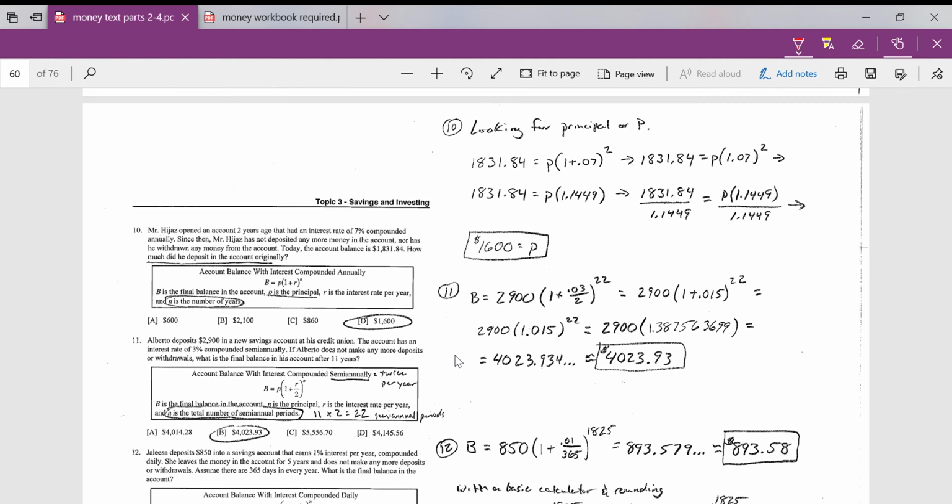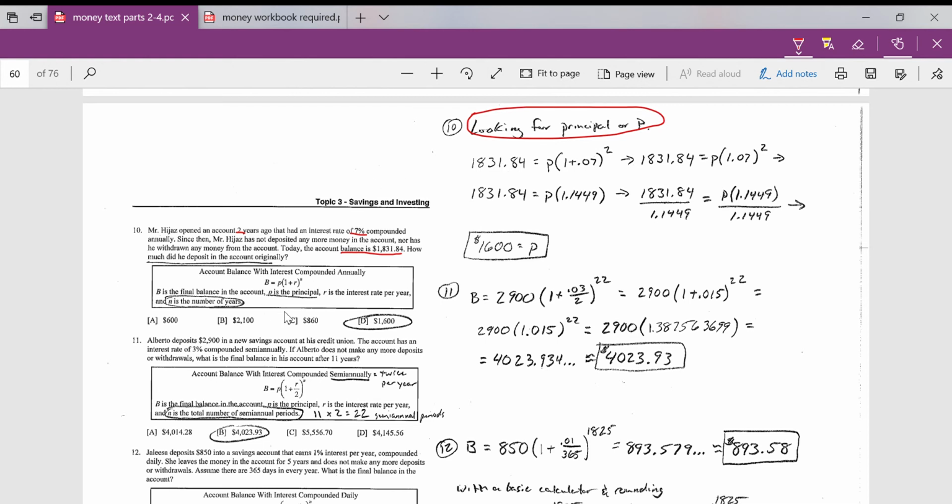You opened an account 2 years ago. So some of the key numbers here: 2 years ago, 7% compounded annually. They don't put any more money in or take any out. And now today the balance is $1,831.84. How much did he deposit originally? That means the original deposit is the principal, so we are looking for the principal.